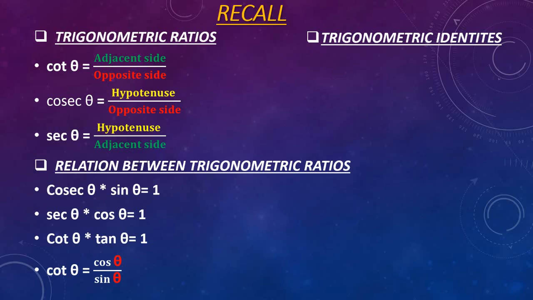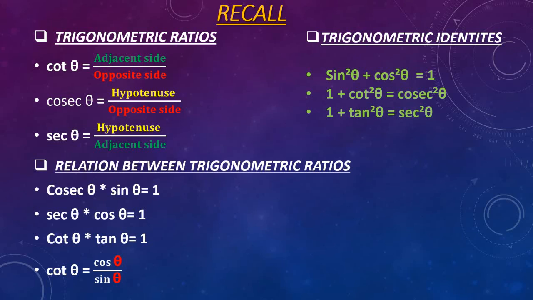Next we did trigonometric identities or the trigonometric equations. So the three trigonometric equations which we have seen are sin square theta plus cos square theta is equal to 1. 1 plus cot square theta is equal to cosec square theta. 1 plus tan square theta is equal to sec square theta.